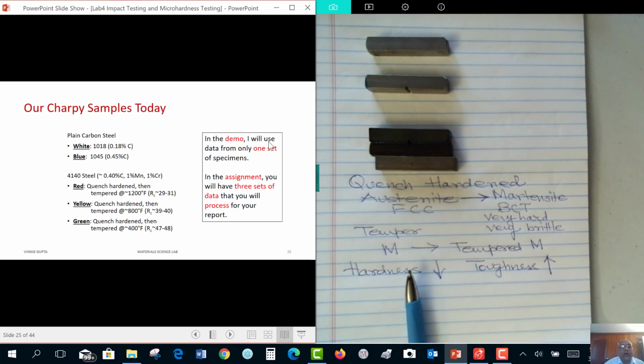So now in my demo, I'm only going to use data from one set of specimens. So one set of 5 specimens. Then for your assignment, I'm going to give you 3 sets of data that you are going to average. And the reason is typically in impact testing, there is such a scatter in our measured values that we really ought to be testing 5 or more samples. So we have at least 3 sets. You are going to average them, and then you're going to do the processing just like I'm going to show you in the next few slides.